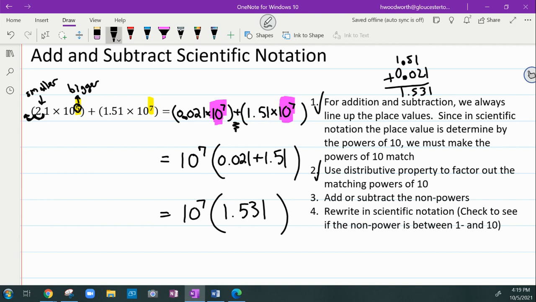And then step 4, we have to rewrite in scientific notation. And the first number is the non-power. That has to be between 1 and 10. The second number is our power of 10. And luckily, this guy there is between 1 and 10 already, so we don't have to make any adjustments. And that's it. We've done it.